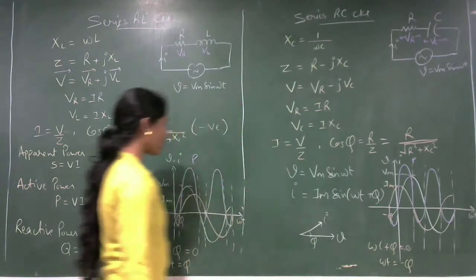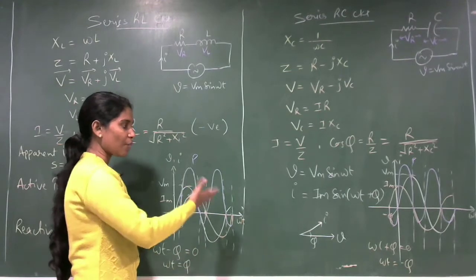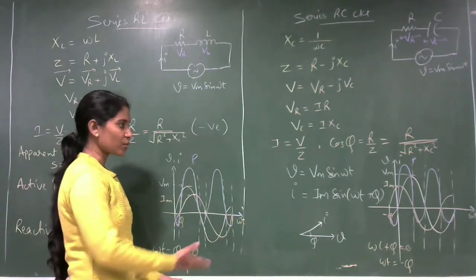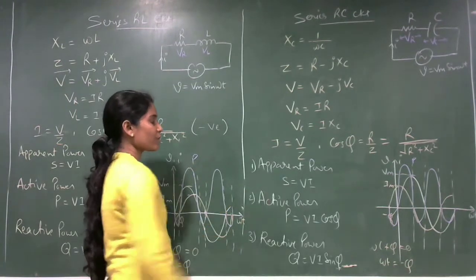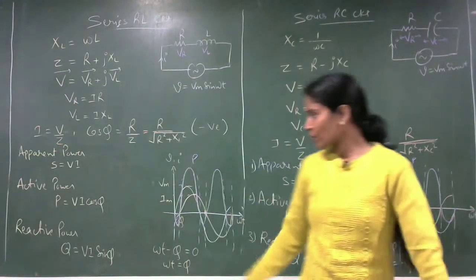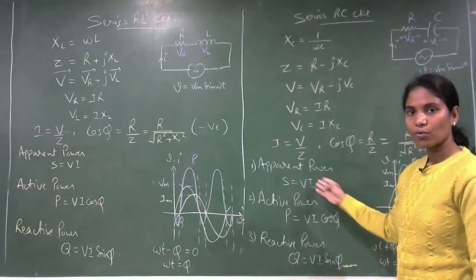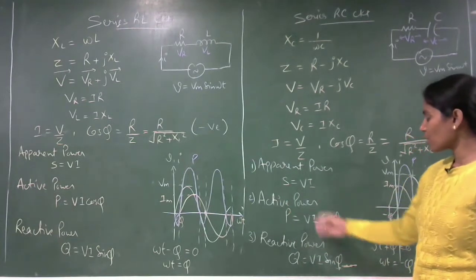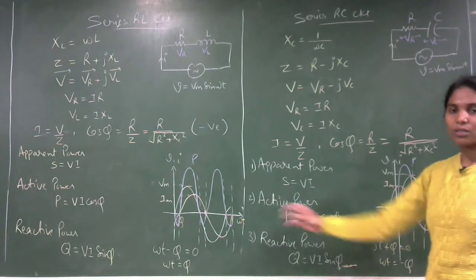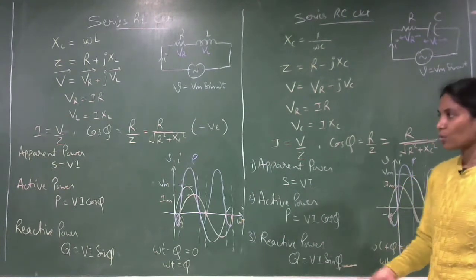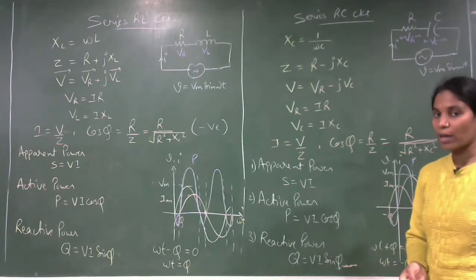In a similar manner, as we did here, we can have the equations for apparent power, active power, and reactive power. The equations will be the same. So these are the power equations. Apparent power can be calculated as S equals V into I, with RMS values. Active power P equals VI cos phi. Reactive power Q equals VI sin phi. The equations will be the same, but the values will be different because of the L and C. We will see the difference in the numerical part.